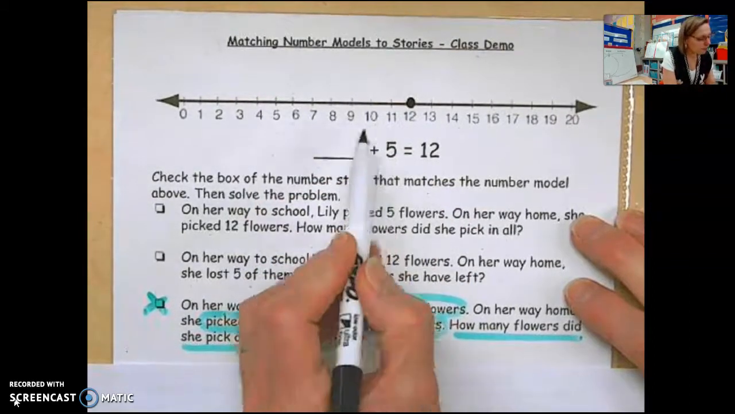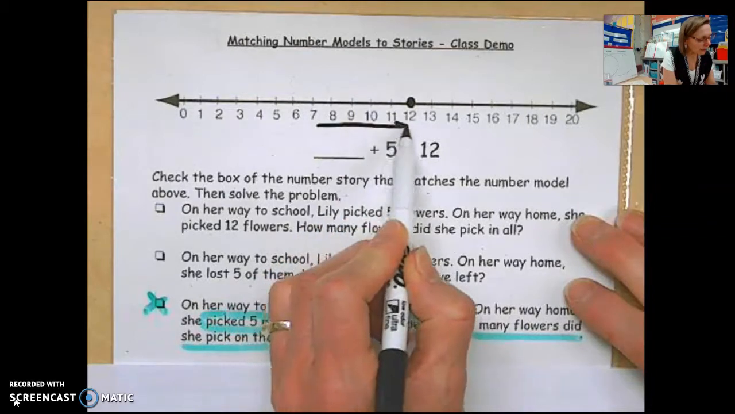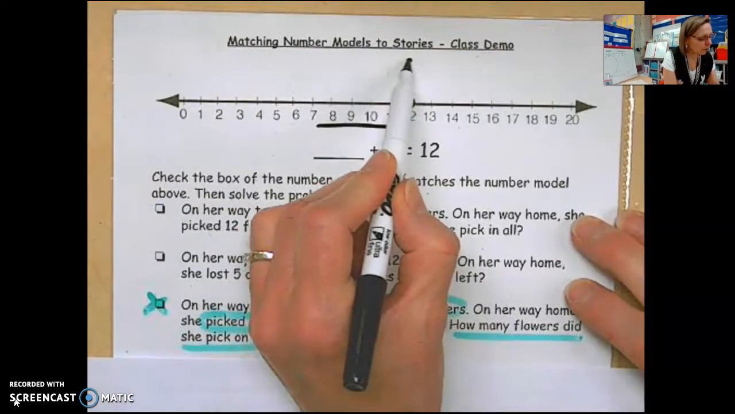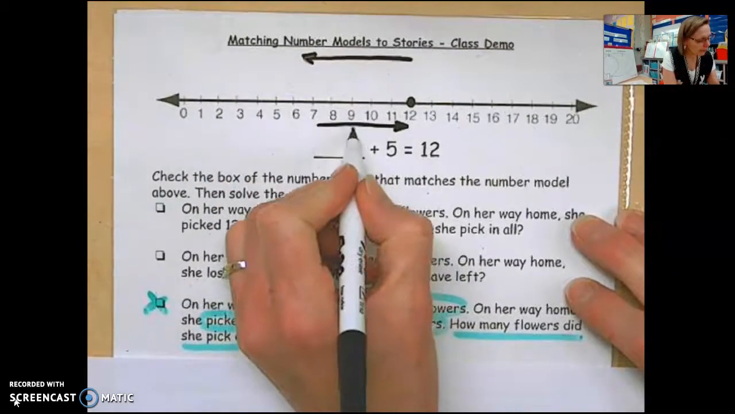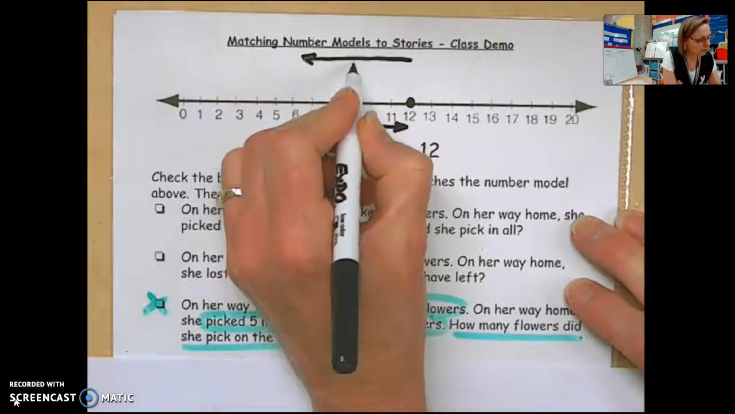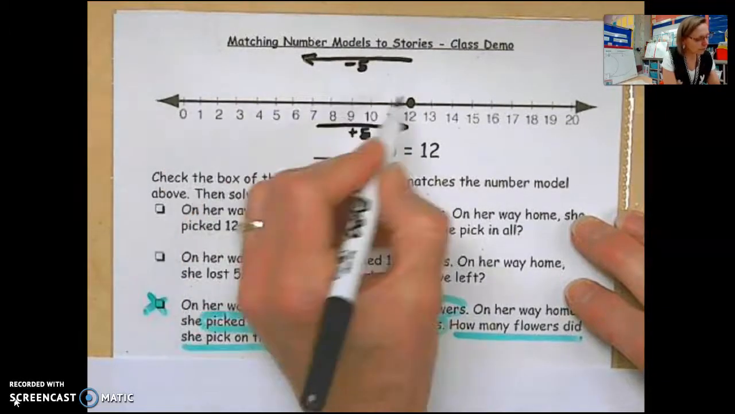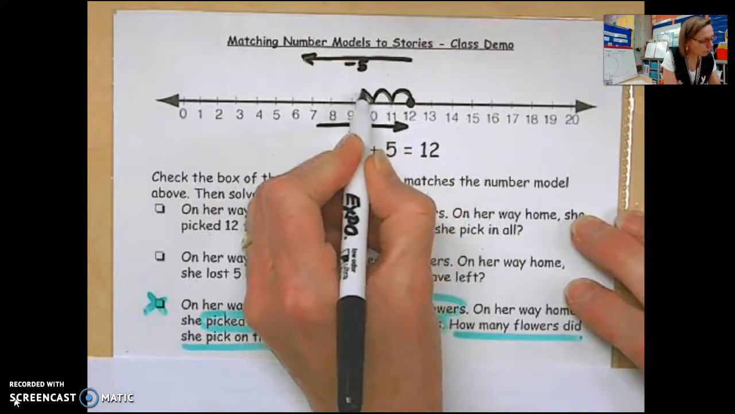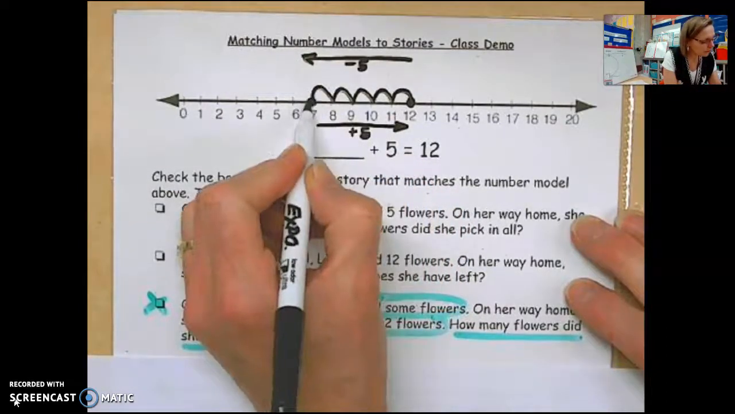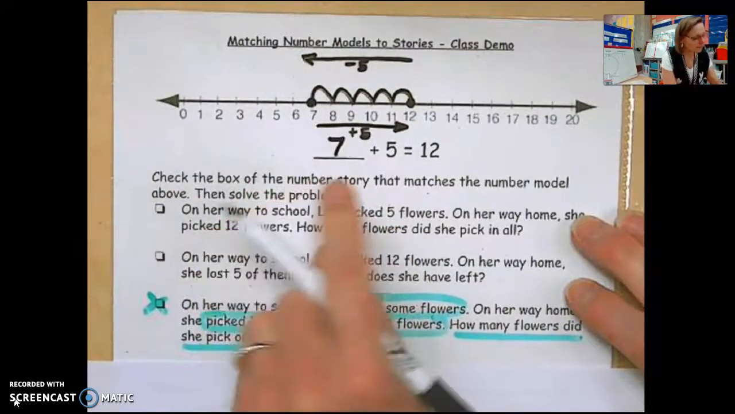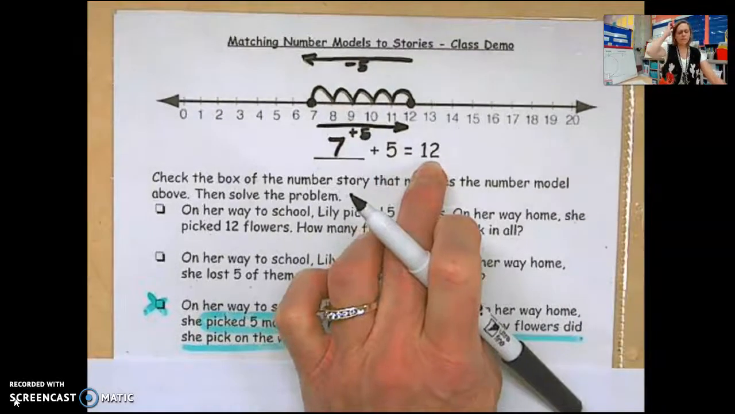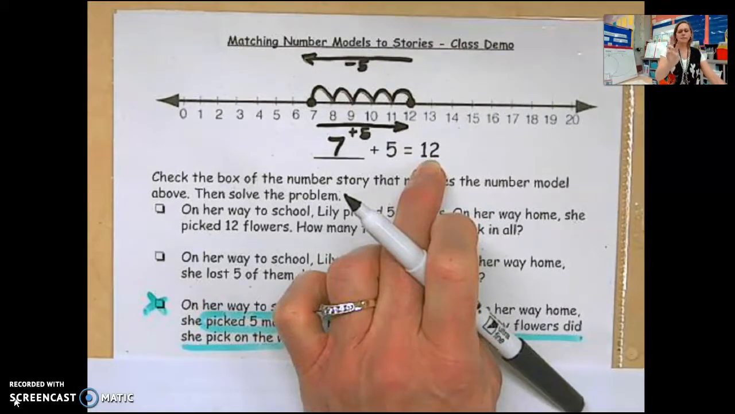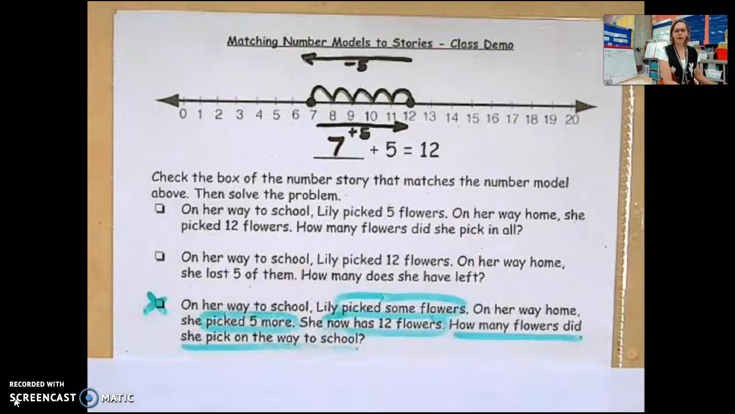Now we know that she added 5 to get there, right? So we have to go backward to go back to the beginning. So instead of the +5, we're going to do -5. So we have to go left. Here we go. 1, 2, 3, 4, 5. All right, let's see if that makes sense. 7 plus 5 equals 12. 7, 8, 9, 10, 11, 12. We're right. Okay, good one, everybody.